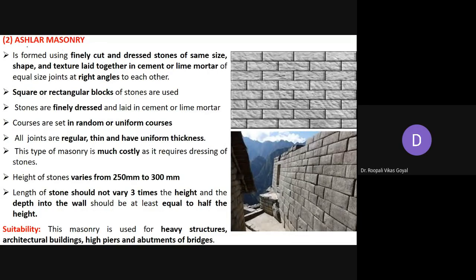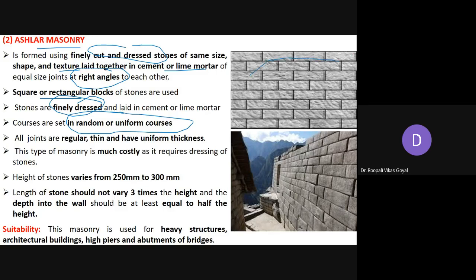So basically this ashlar masonry is formed by using stones which are finely cut and dressed and are of the same size and shape. Also, the texture is very good, and they are laid in cement or lime mortar. Generally, all the joints are formed at right angles and have uniform thickness. Square or rectangular blocks of stones which are finely dressed are generally used, and they may be arranged in random or uniform courses.